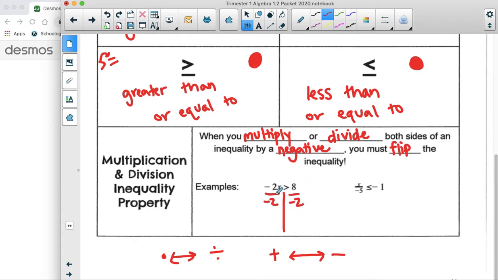So since I'm dividing both sides by a negative, when I write my answer, I get x. 8 divided by -2. 8 divided by 2 is 4. Positive divided by negative is a negative. So since this went from a positive to a negative, it went to the opposite, I have to do the opposite sign. So instead of greater than, it's now going to flip around and be a less than.